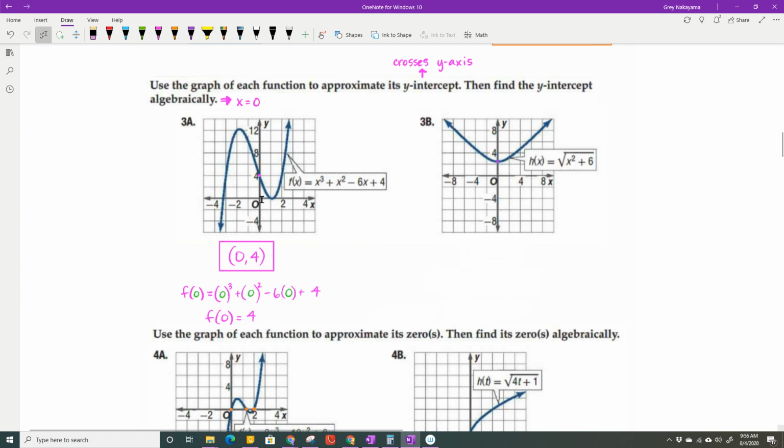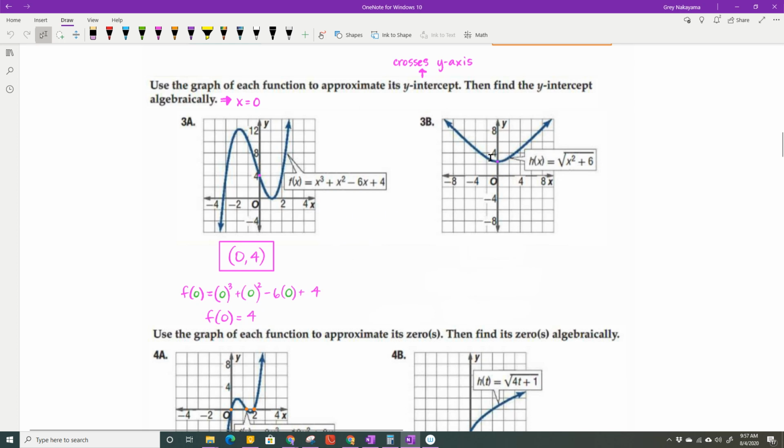So remember, we always plug in 0. So when you write the y-intercept as a point, it's (0, 4). Sometimes a problem will say, what is the y-intercept? You can say 4, but you do not want to say y equals 4 because y equals 4 is a horizontal line.